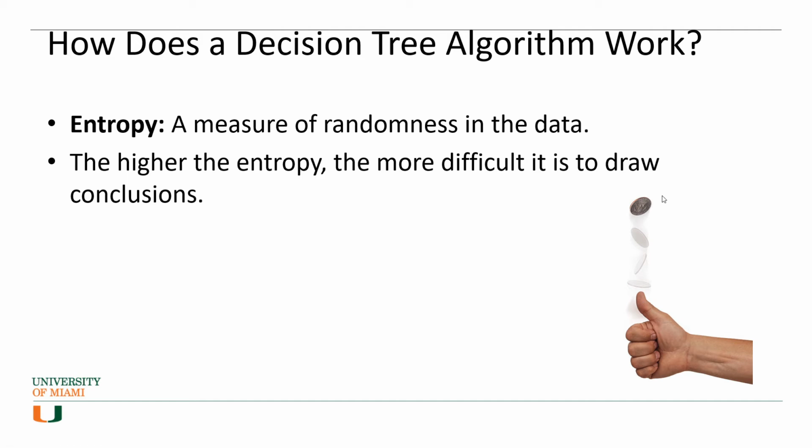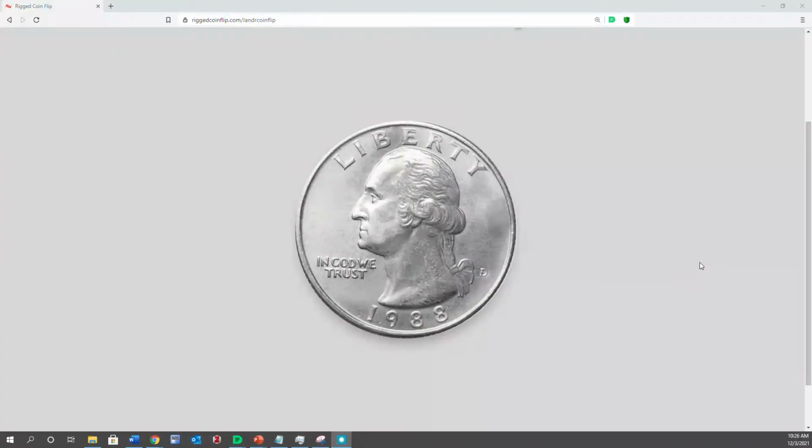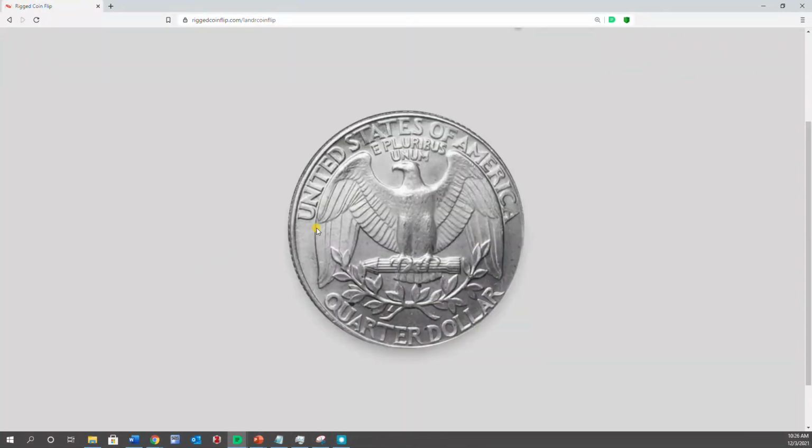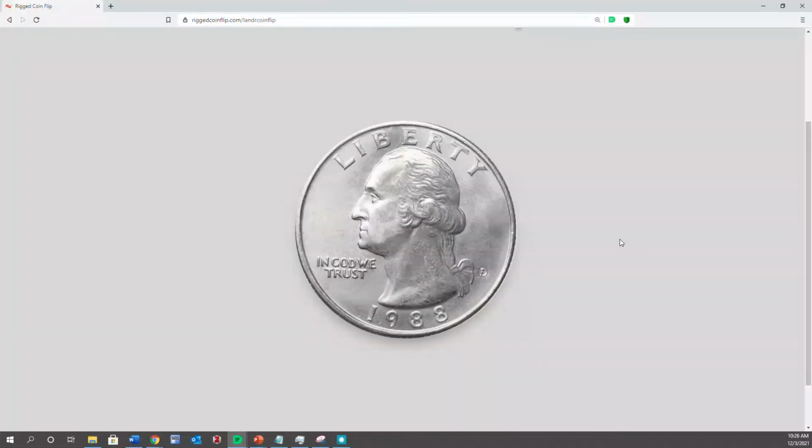Specifically, if the coin is a fair coin, meaning that there is equal chance of it coming out to be tails or heads, then for flipping a fair coin you're dealing with a situation which has a very high entropy. So let's visualize this concept. If I flip this coin, you don't know whether it's going to be heads or tails, right? There is equal chance for it to be heads or tails.